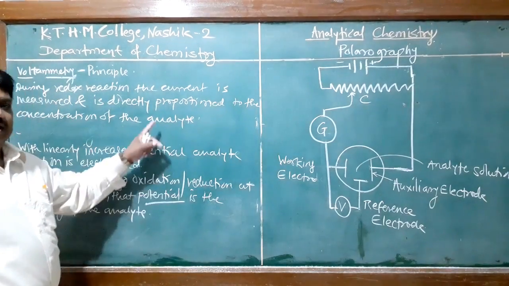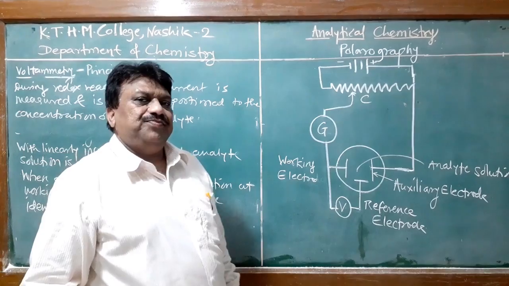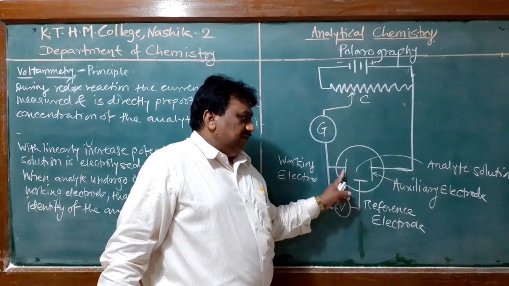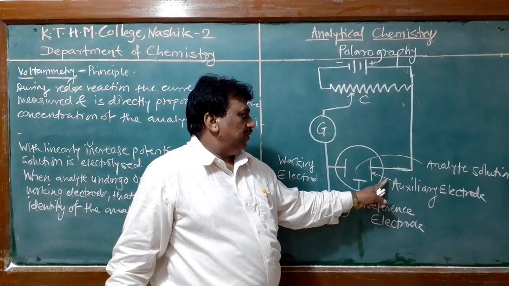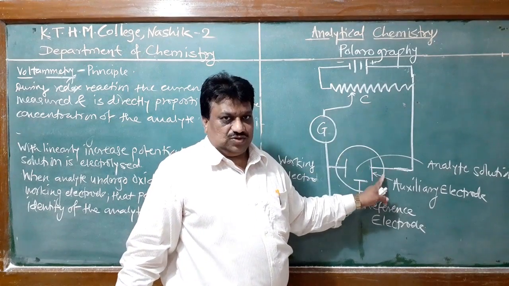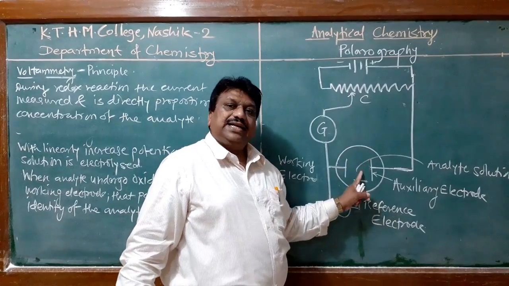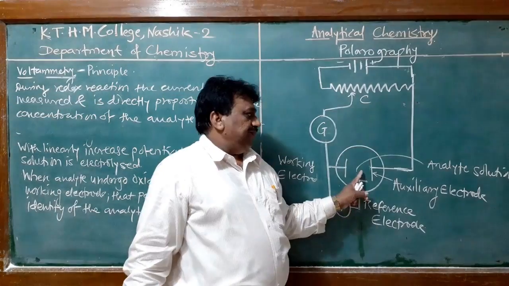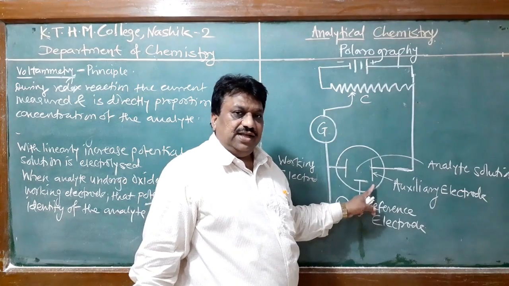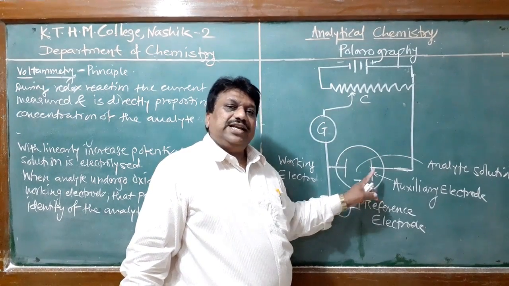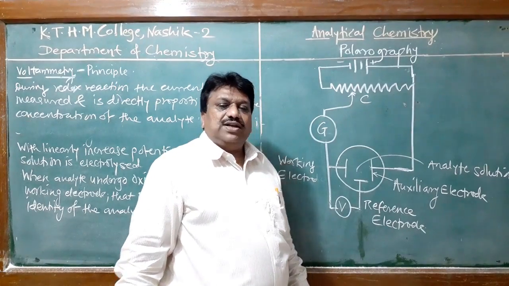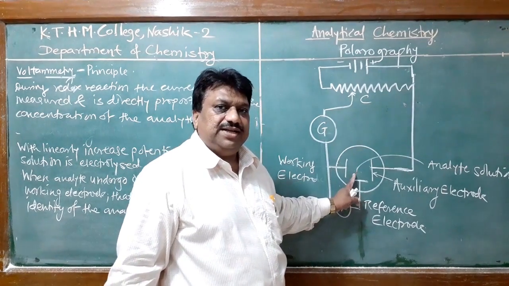In this way, voltammetry works. Therefore, in voltammetric analysis, the analyte solution is made a part of an electrochemical cell or electrolysis cell containing a working electrode and an auxiliary electrode. With a linearly increasing potential between the working electrode and auxiliary electrode, the analyte solution is electrolyzed. The applied potential acts as a driving force for the redox reaction. The potential at which the analyte undergoes oxidation or reduction is its identity, and during oxidation or reduction, the magnitude of current is directly proportional to the concentration of the analyte. Therefore, both qualitative as well as quantitative analysis is done in voltammetric analysis.